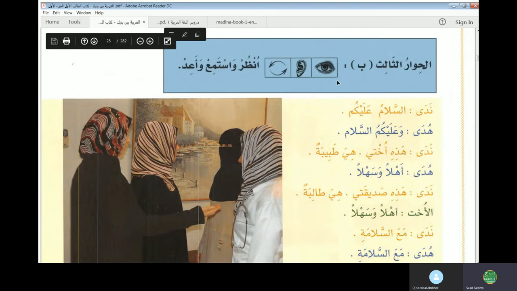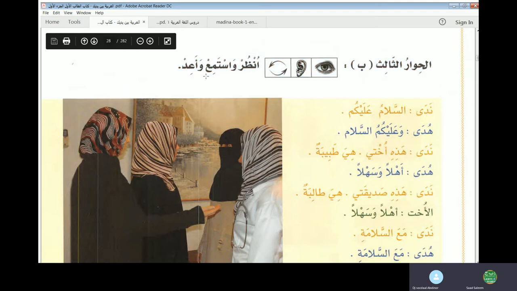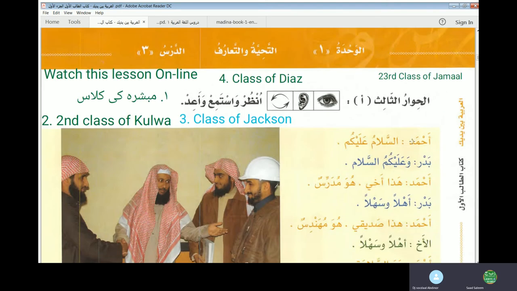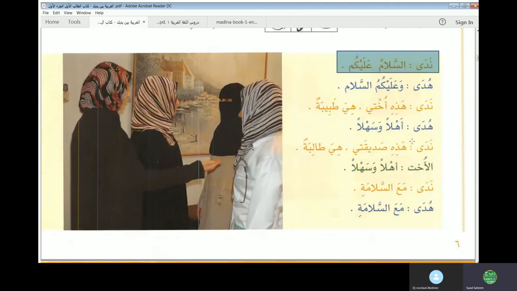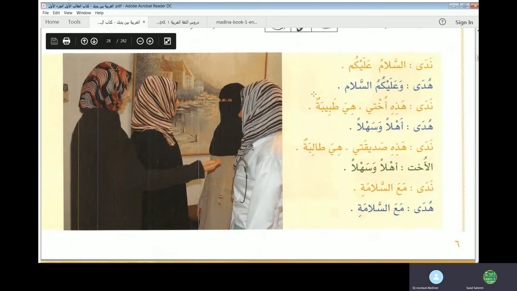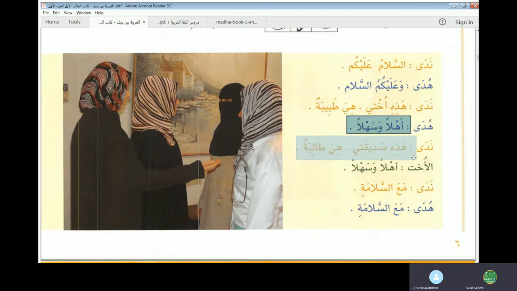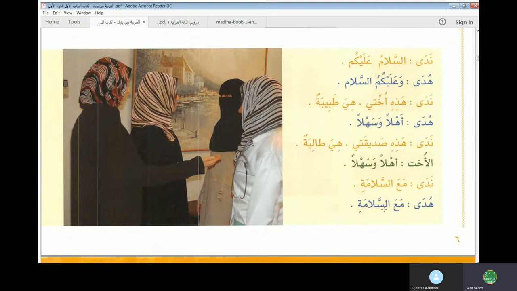Now read this line. Al-Hiwar al-Thalith, that dialogue. Undur was Tamir Adit, look, listen, and repeat. Go ahead. You are Nada and I am Huda. Assalamu alaikum. Go ahead. Okay, وعليكم السلام. هذه أختي هي طبيبة. أهلا وسهلا. هذه صديقتي هي طالبة. أهلا وسهلا. مع السلامة. مع السلامة.